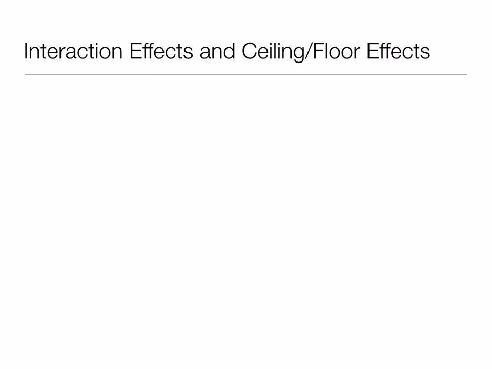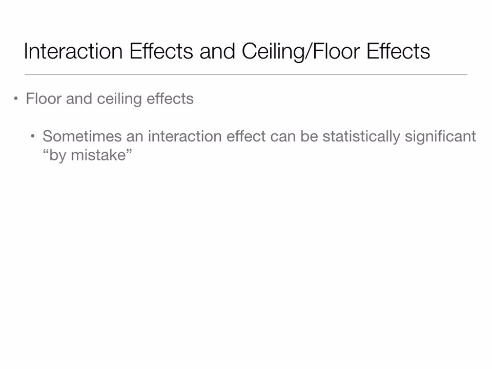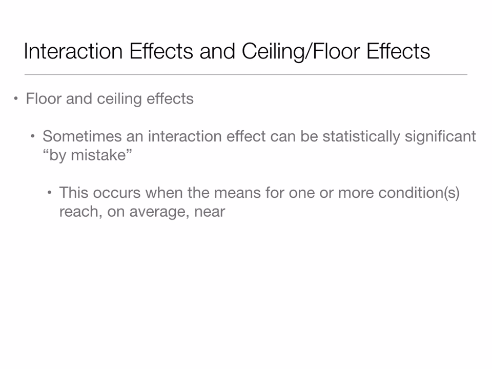Within interaction effects, there can also be problems with floor and ceiling effects. These are times when an interaction seems to be significant, but this is by mistake. So sometimes it may look like we have this interaction on these graphs, but it really may be an issue with how we're measuring things. This occurs when the means for one or more conditions reach, on average, near the highest possible score, which is a ceiling effect. So that means if your test, you can only get 125 on your test and everybody's getting 125, we have a ceiling effect.